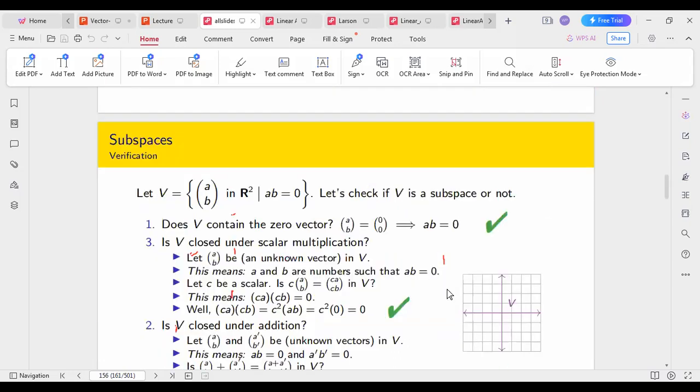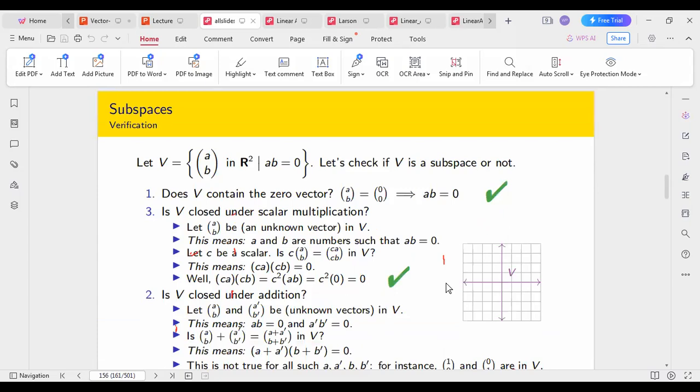So now we have to verify which are subspaces. Let B equal the set of vectors (a, b) in R2 space where ab equals 0. Let's check whether B is a subspace or not. Does B contain the zero vector? Suppose the vector (a, b) equals (0, 0), then ab equals 0. That means the first condition is satisfied.